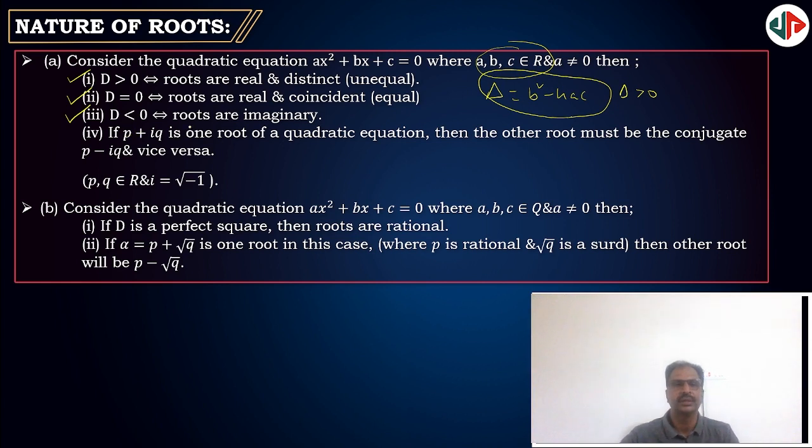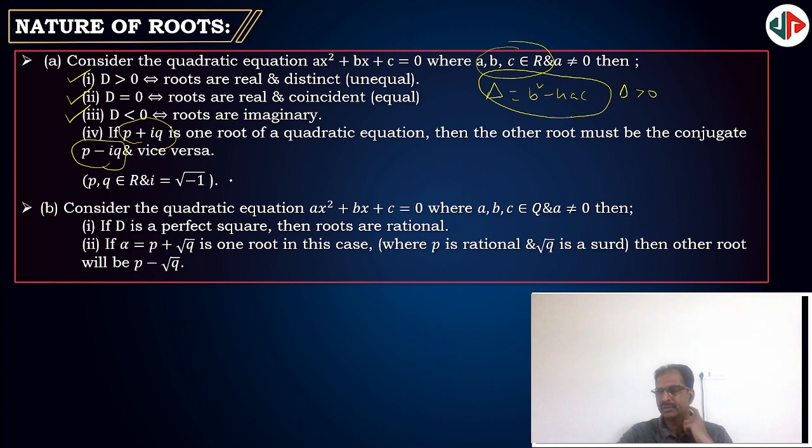That is, if one root is p plus iq, then the other root will be conjugate of that. And complex numbers always occur as conjugate pairs. So if p plus iq is one of the roots, then the other root will be p minus iq, where i is equal to root of minus 1.